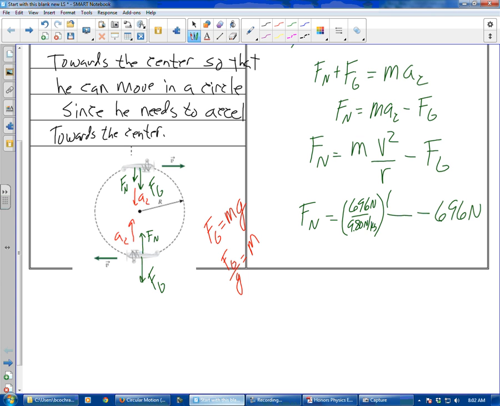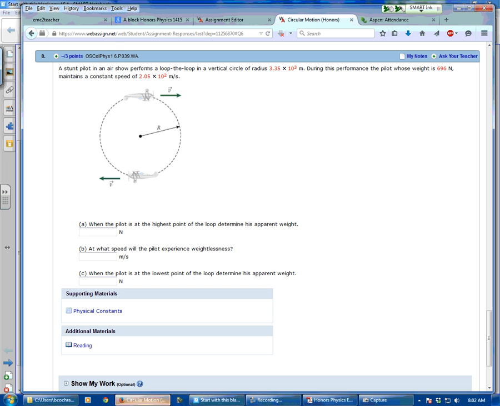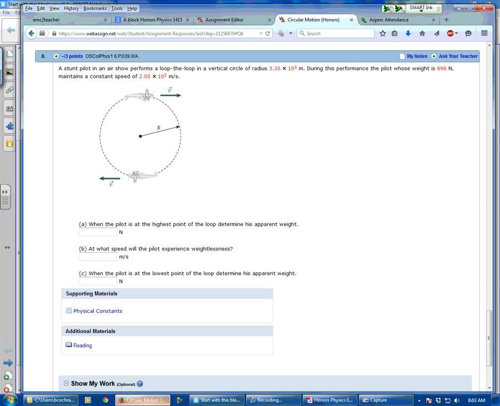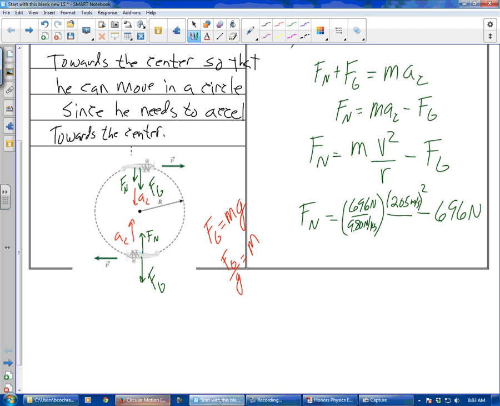B, they tell me, 2.05 times 10 to the second, so 205 meters per second for mine. Don't forget to square that. And then my radius, they tell me also, is 3,350 meters. That's all kind of jammed up in there. Sorry about that.